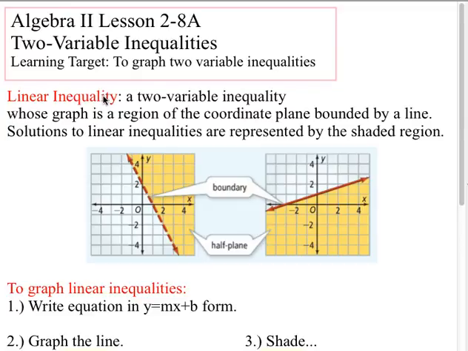So a linear inequality is a two variable inequality whose graph is a region of the coordinate plane bounded by a line. Solutions to linear inequalities are represented by a shaded region. Okay, so in these examples, the solution region is that yellow half plane. The shaded region is your actual solution. And then you also have to look at the boundary line. You have to decide if your boundary should be solid or dashed. Solid means the line is part of the solution. Dashed means the line is not part of your solution.